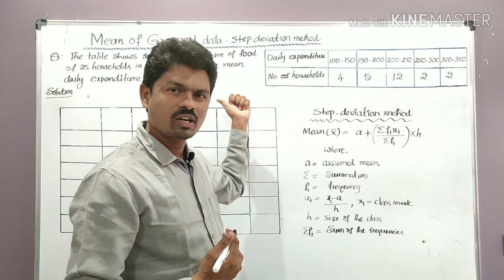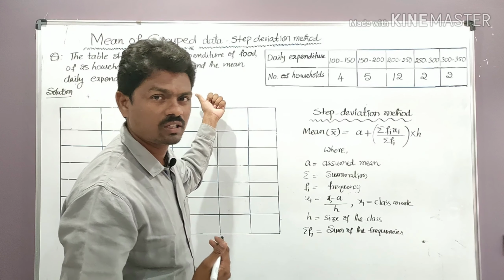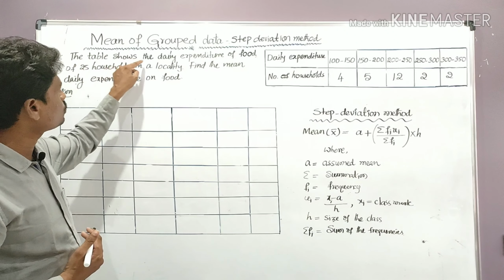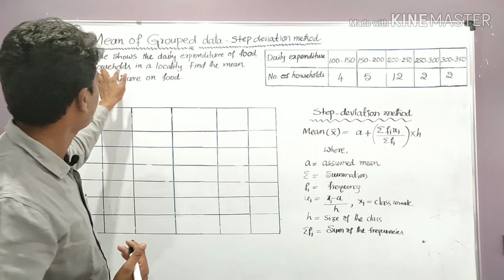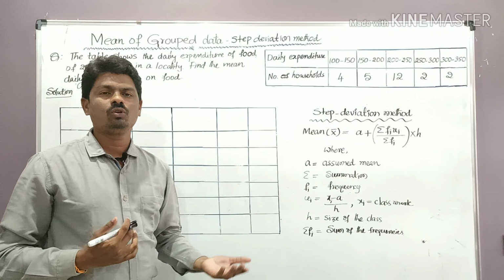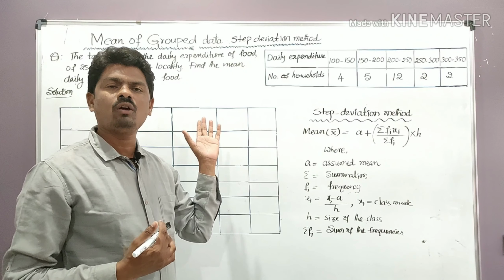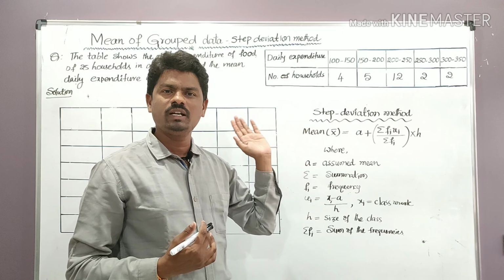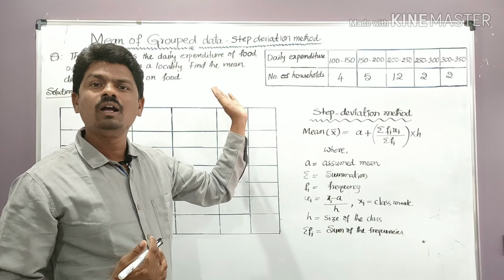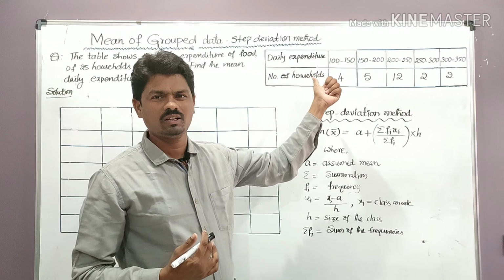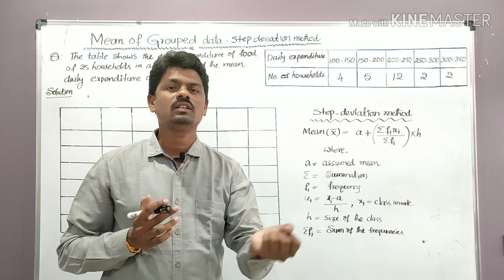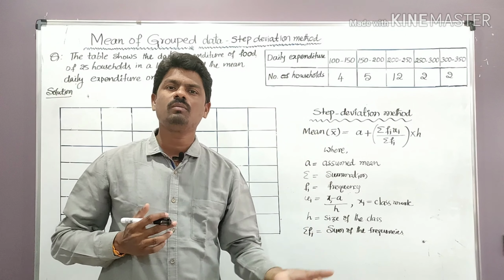Students, here there is a question. We have to find the mean using the step deviation method. The table shows the daily expenditure on food of 25 households in a locality. Find the mean daily expenditure on food. For the same problem, we found the mean using the direct method and the assumed mean method. Again I am taking the same problem, and we have to find the mean using the step deviation method. So now you can compare all three methods, students. That's why I have taken the same problem to find the mean using all three methods.